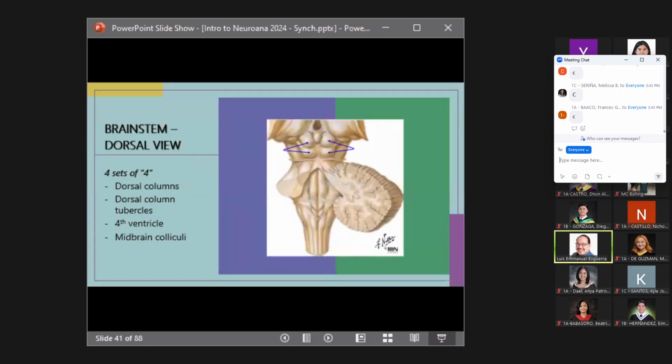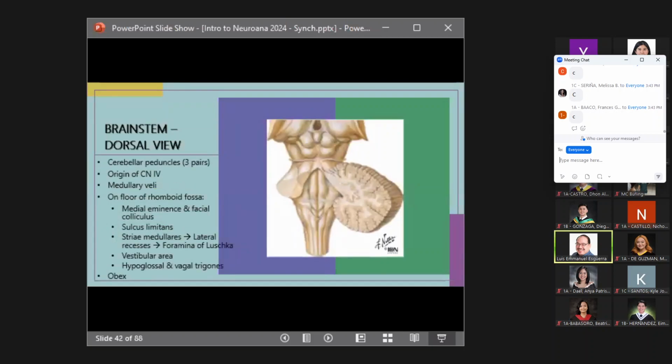So what are the other things that you could see on the dorsal view? You see the cerebellar peduncles, the three pairs: the superior, the middle, and the inferior cerebellar peduncles. They connect the brainstem to the cerebellum. Also, on the dorsal surface, you see the origin of cranial nerve 4, if you are lucky to see it in the specimen, unless it's cut. That's the only cranial nerve that comes out of the dorsal aspect of the brainstem.